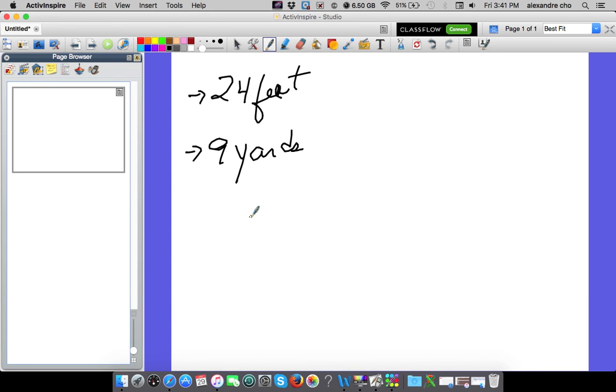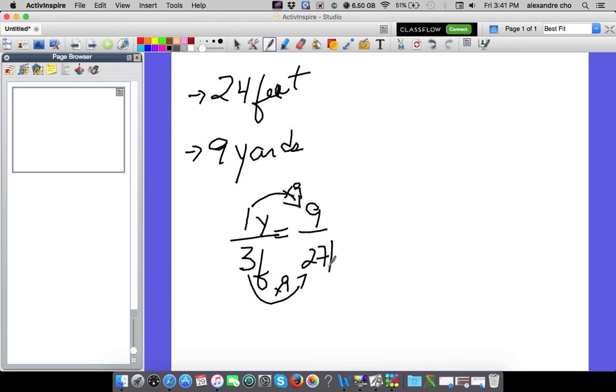9 yards. I know that in 1 yard there are 3 feet. So if I have 9 yards, how many feet would that be? Times 9, so that means 27 feet. So I'm going to change this 9 yards and make it 27 feet.